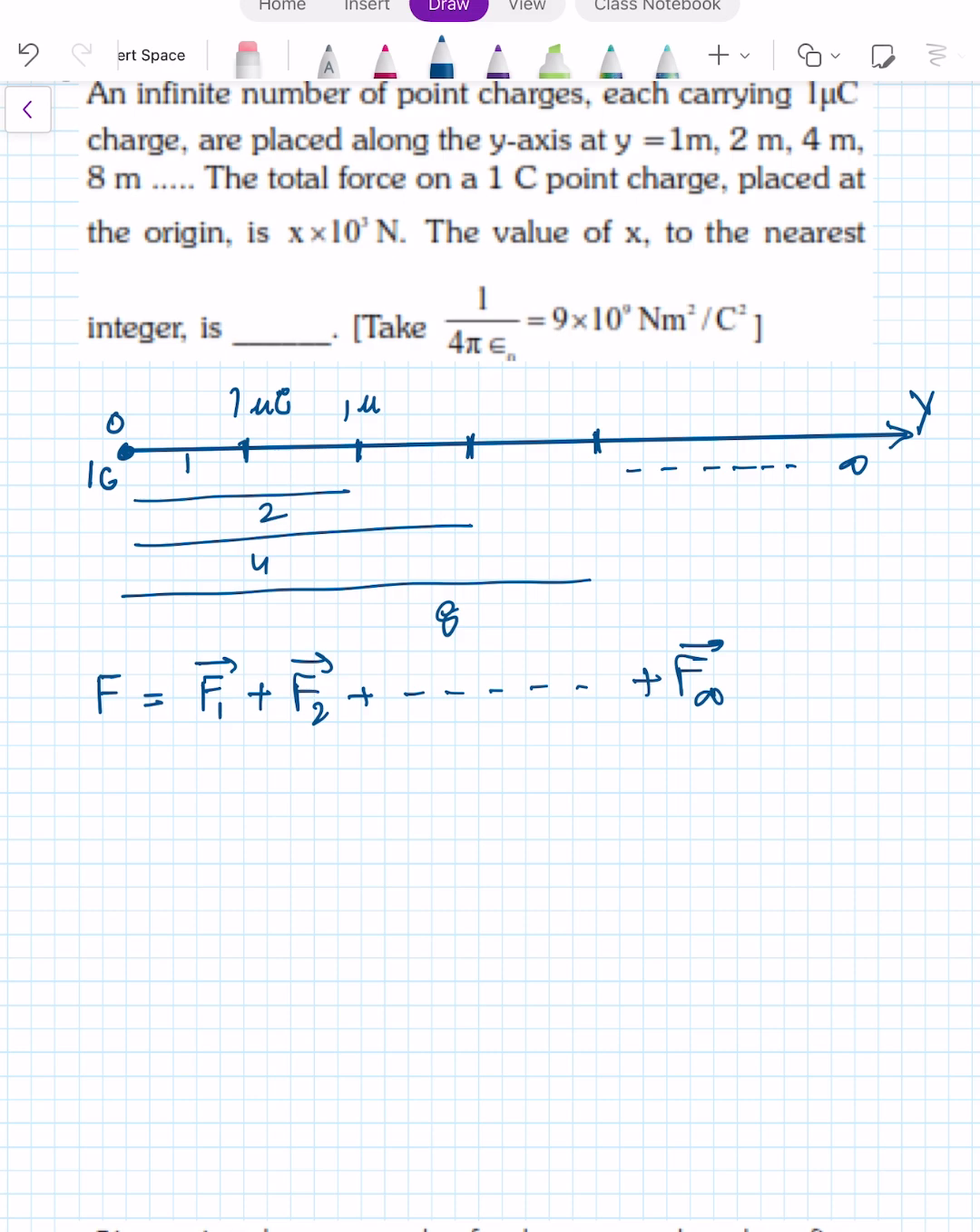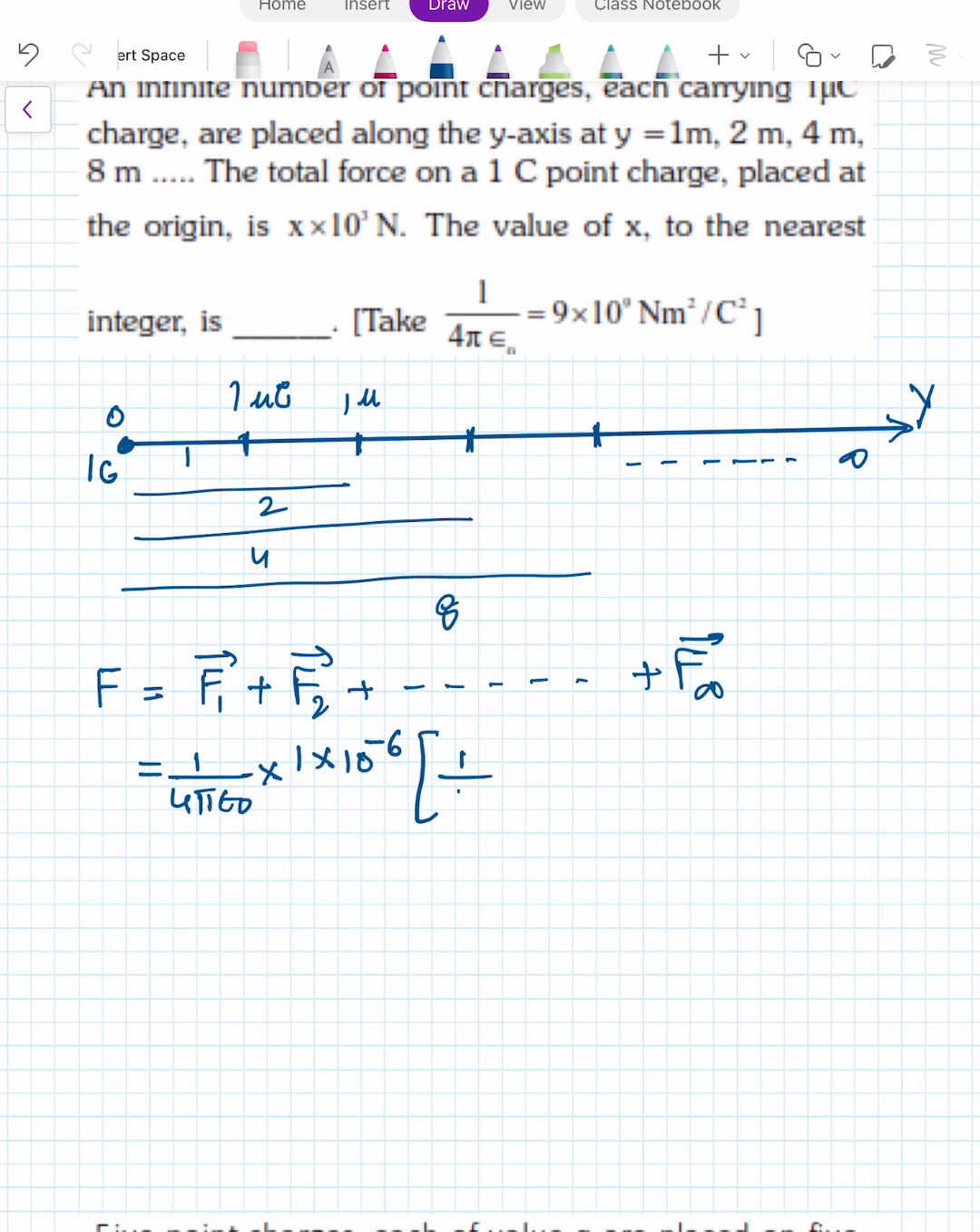Now the force experienced by the 1 coulomb charge due to all the charges will be in the same direction. So here there is no need for vector sign; we can simply add them because all the vectors are in the same direction. So 1 upon 4 pi epsilon naught is common, the 1 coulomb charge is common, and the 1 microcoulomb charge is common in all terms. Only the distance is left: 1 upon 1 square plus 1 upon 2 square plus 1 upon 4 square plus 1 upon 8 square and so on up to infinity.